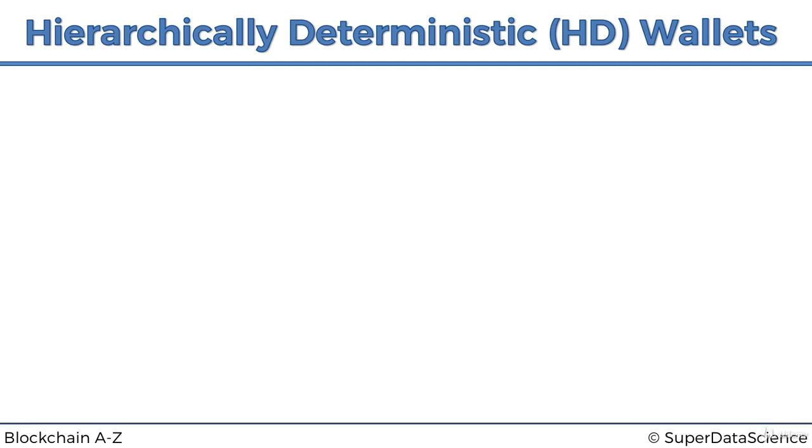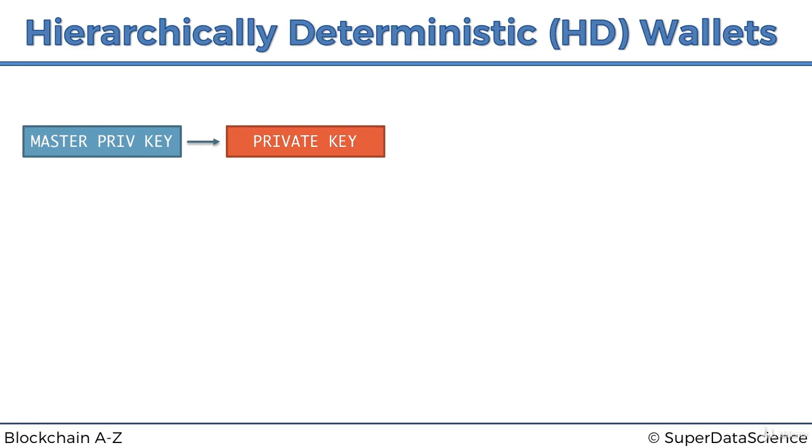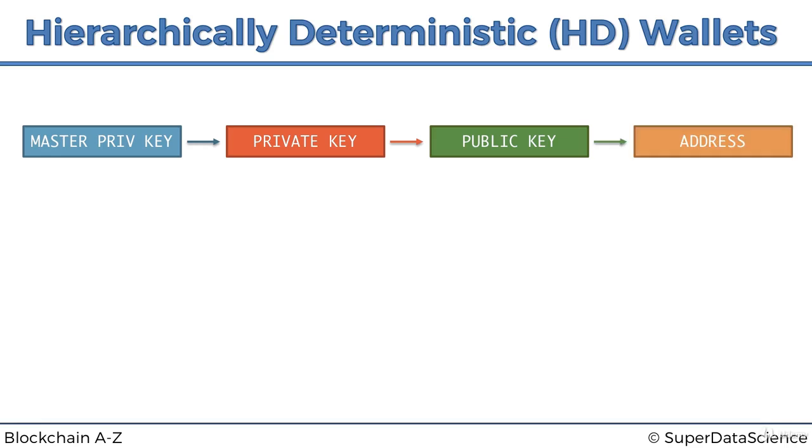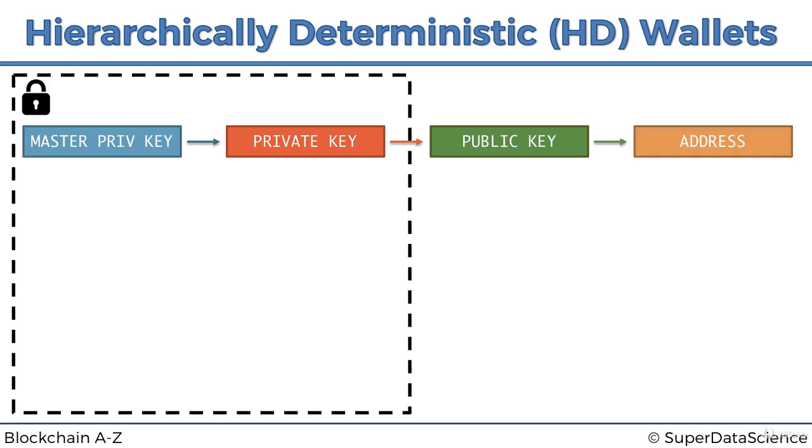So what is that? Well, with an HD wallet, what you get is a master private key. That's your main thing that you get first. And then from that master private key, a private key is generated. And then the private key is used to generate a public key, and the public key is used to generate the address. So this part is kept secure. You shouldn't tell anybody your master private key or your private key.